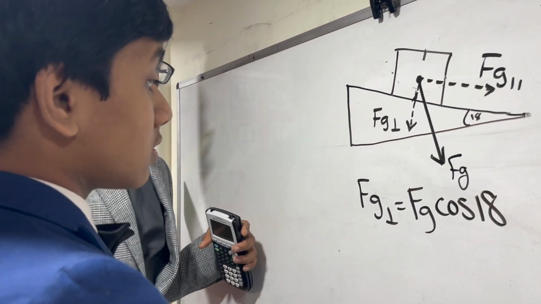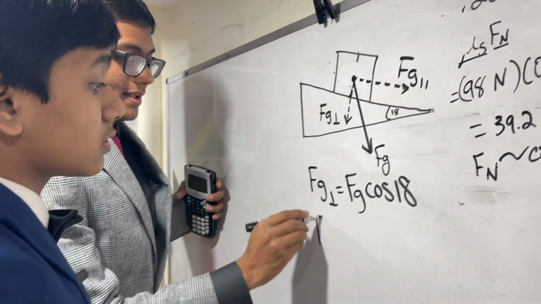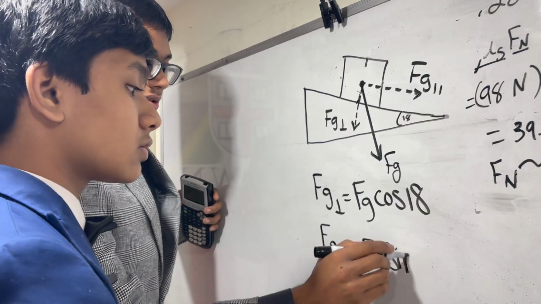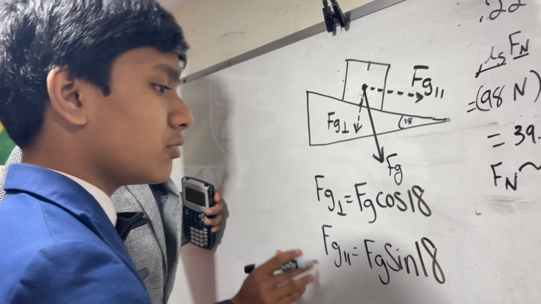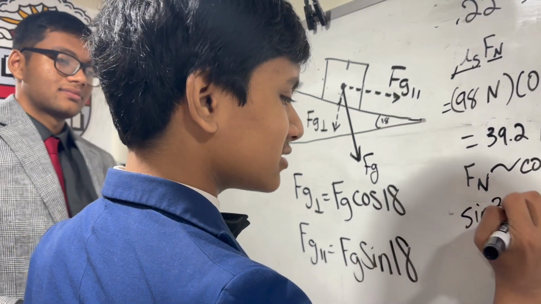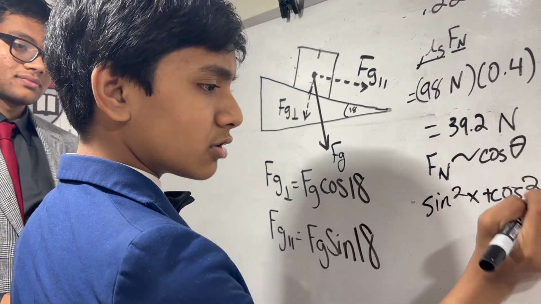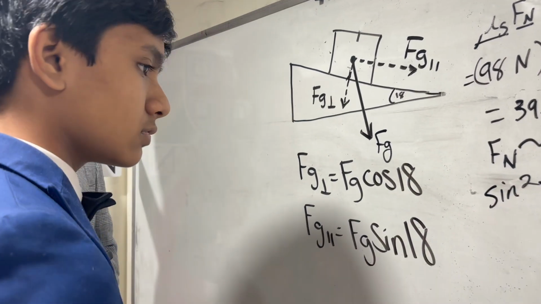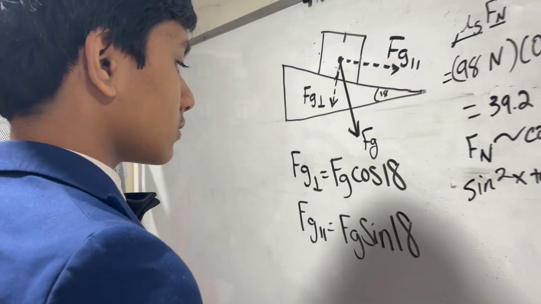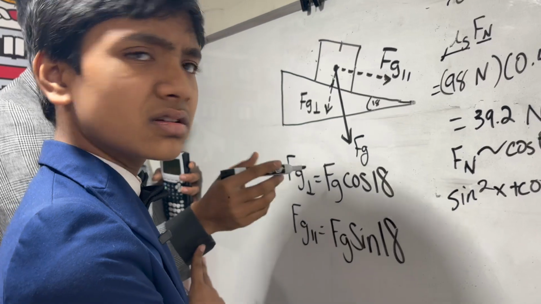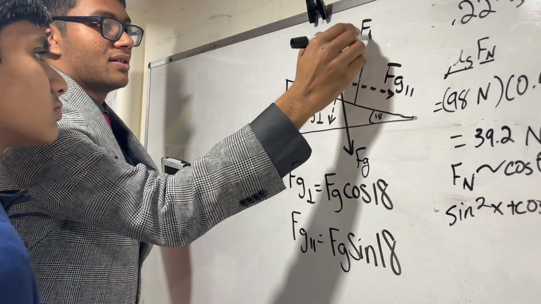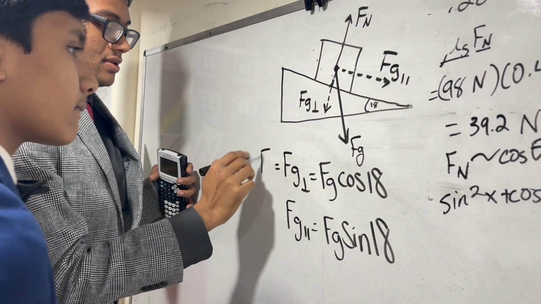Okay, and now can you write FG parallel? If you use the parallel Pythagorean theorem, it gives you exactly FG, by virtue of the fact that sine squared x plus cosine squared x is always equal to 1. So what is FG perpendicular? By definition, FG perpendicular is Fn. This is Fn.